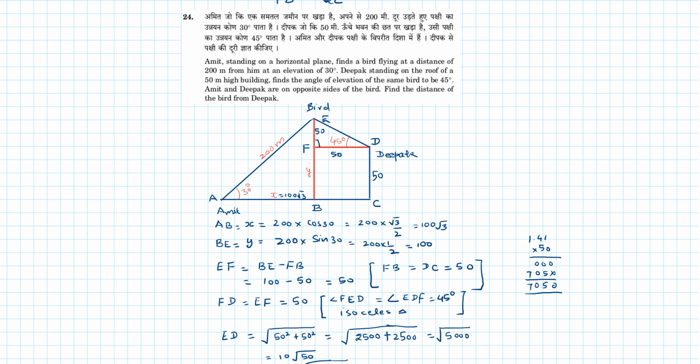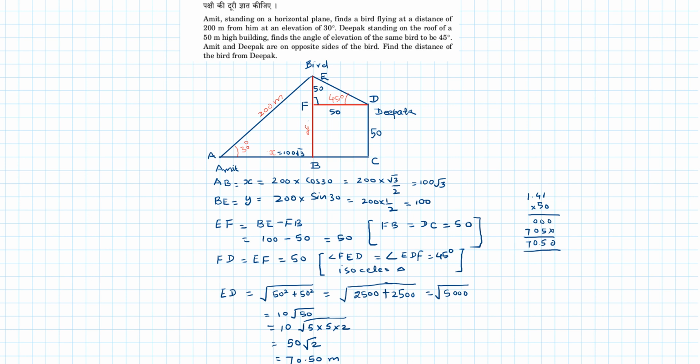So here we have solved it. So here is the construction. As you can see, the value of AB is what is given. AB is this one. So if we consider triangle AEB, AB which is our X is basically 200 into cos 30 and we get 100 root 3. Similarly, BE is basically 200 sin 30, that is 100.